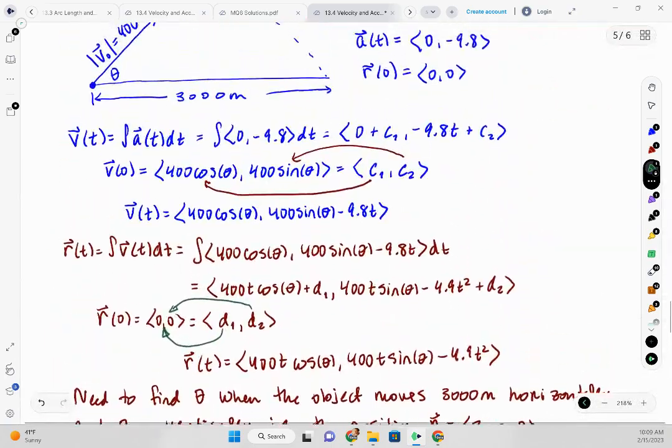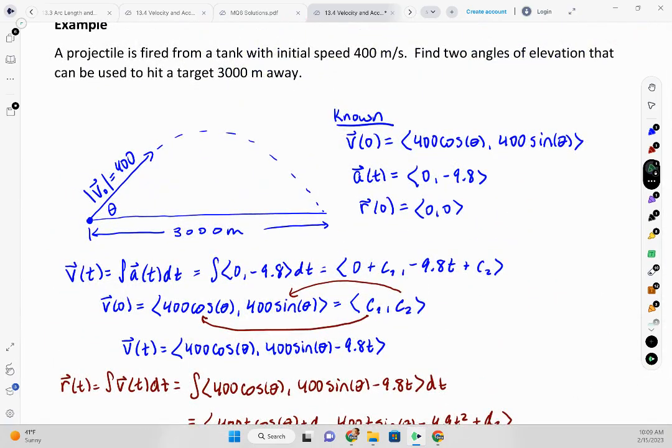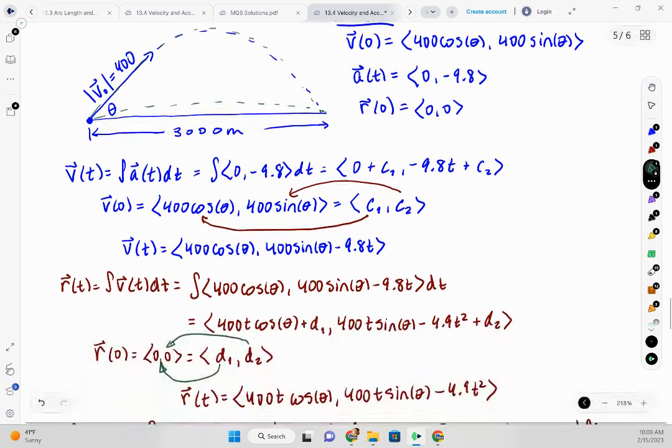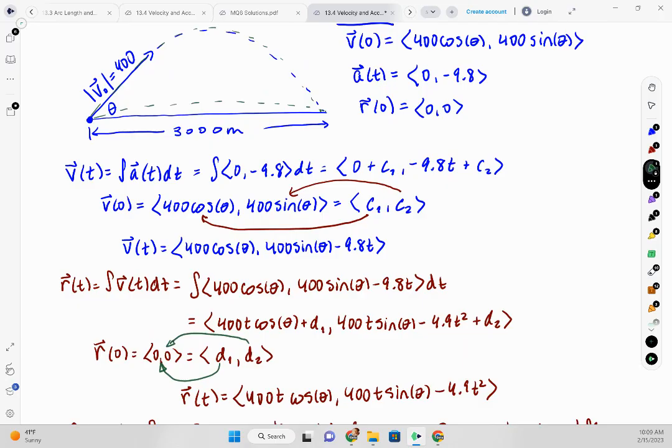So the idea with the first one at 5 degrees is that you shoot very low, the projectile never goes very high and lands 3,000 meters away, or you shoot high and the projectile goes up and comes down at the same spot. Hopefully this gives you a little bit more comfort with coming up with the velocity and the position functions when you only know about the projectile motion and the acceleration due to gravity. If you do have any questions on your homework about this, please reach out.